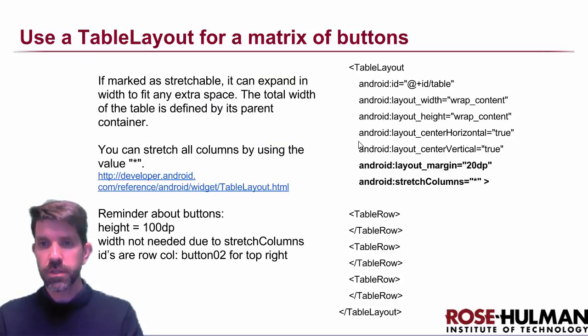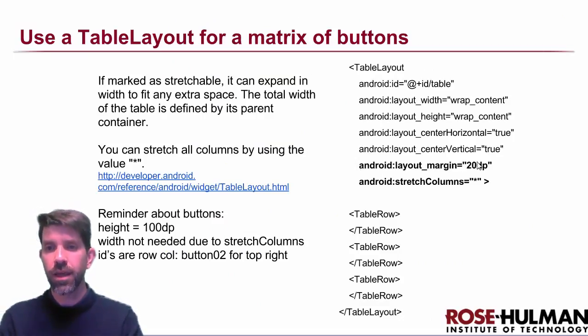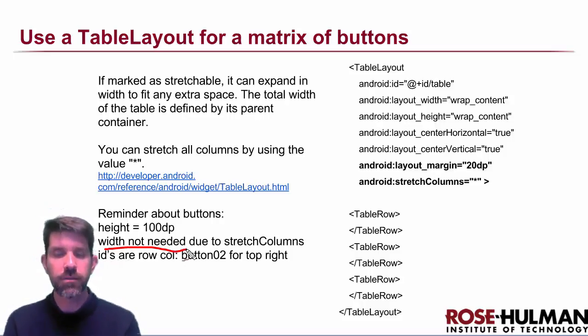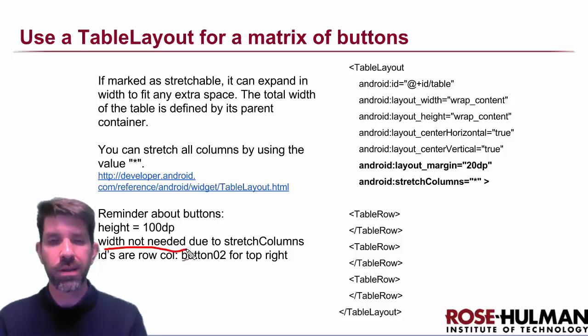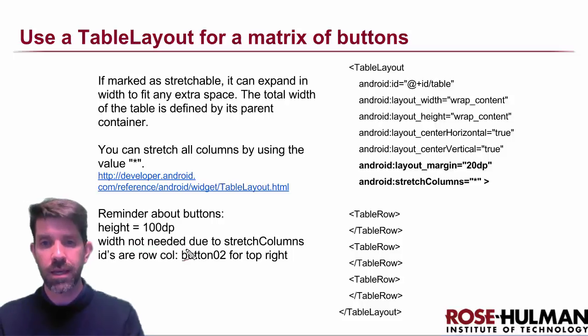Let's review, make sure we didn't miss anything. So we have a layout margin here. We talked about stretching the columns in our table, and we gave it the right height. Yeah, that's right. I've forgotten this. So technically, we didn't need to give it the width there because of the stretch columns. So we could have just omitted the button's width altogether if we wanted to.